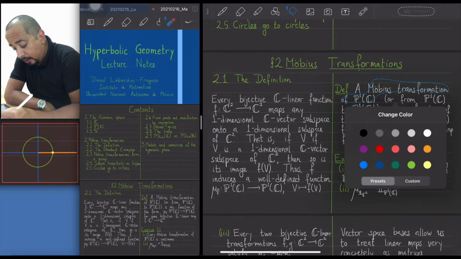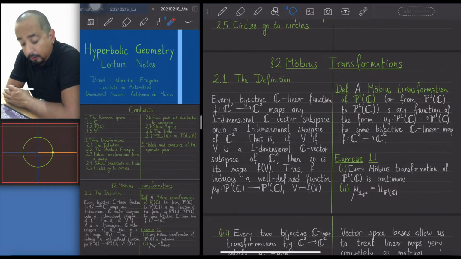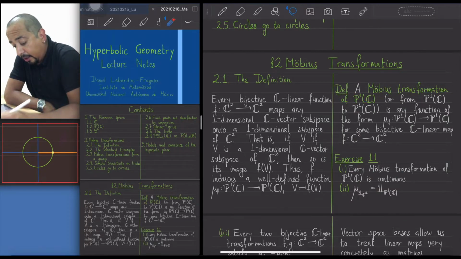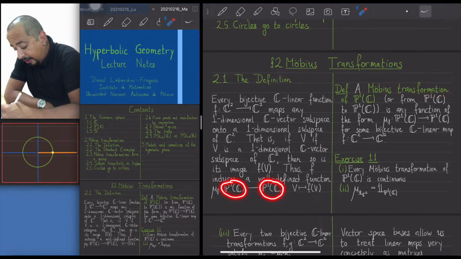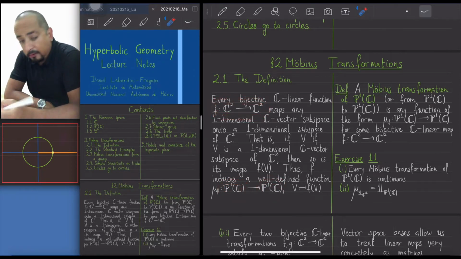So a very straightforward definition that, as I said earlier, defines a Möbius transformation to be the shadow at the level of the complex projective line of a bijective linear map from C squared to itself.